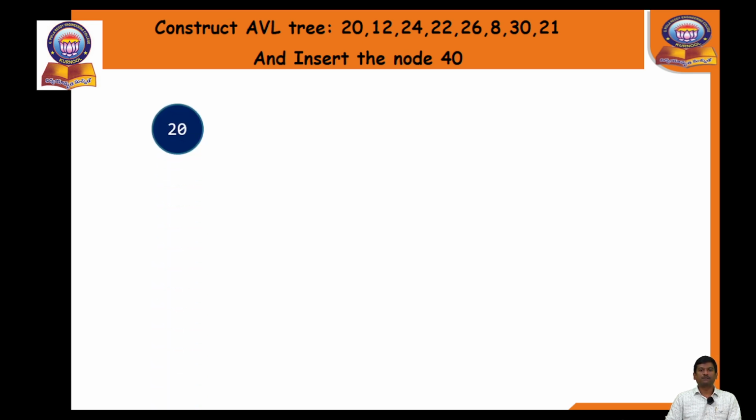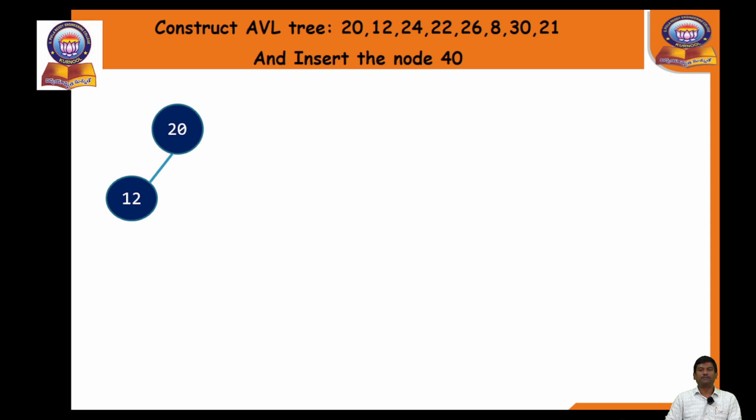Whenever the first node is inserted, that is, node 20, check the balance factor. Because there is only one node, it will be the leaf node as well as the root node, and the balance factor, which is the height of the left subtree minus the height of the right subtree, will be equal to 0.